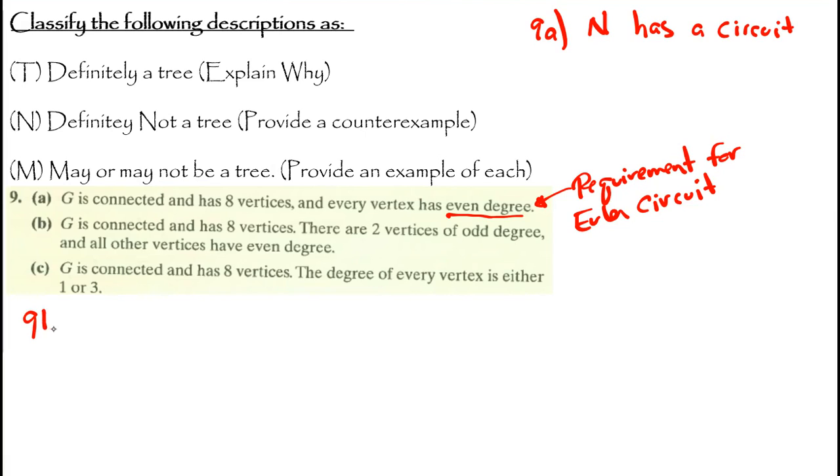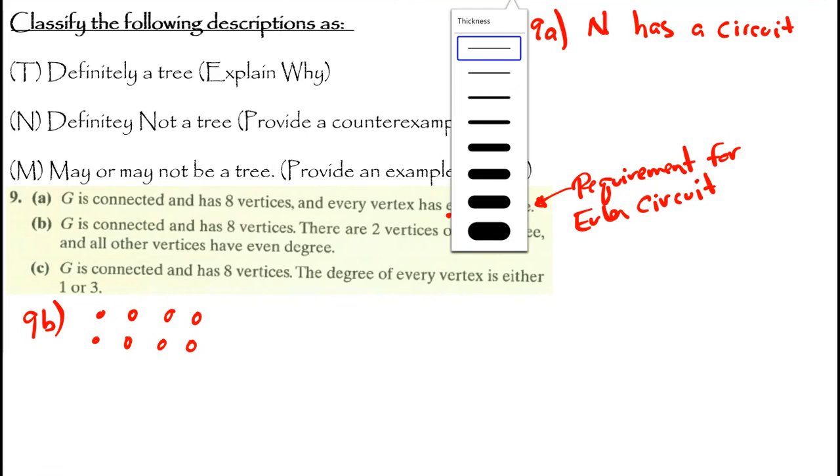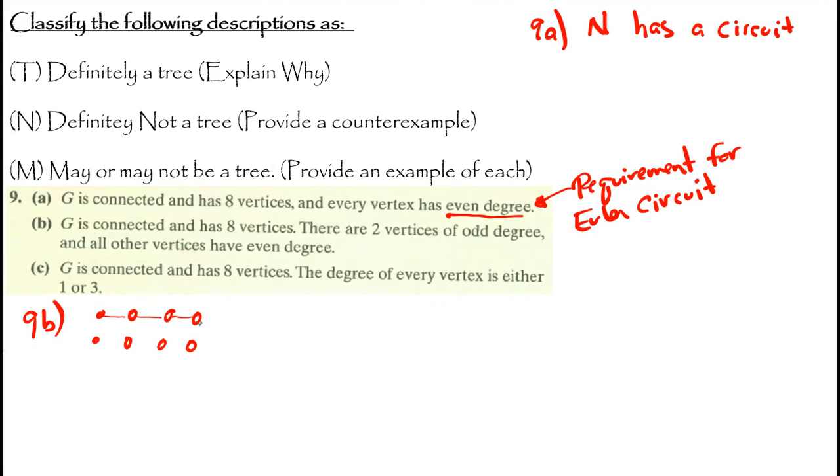Let's look at 9b. G is connected. It has 8 vertices. There are 2 vertices of odd degree, and all of the others have even degree. So I can connect this 1, 2, 3, 4, 5, 6, 7 edges. Everything's connected. I see that these two vertices have degree 1, and all of the rest of these have degree 2. So that's an example where it is a tree.